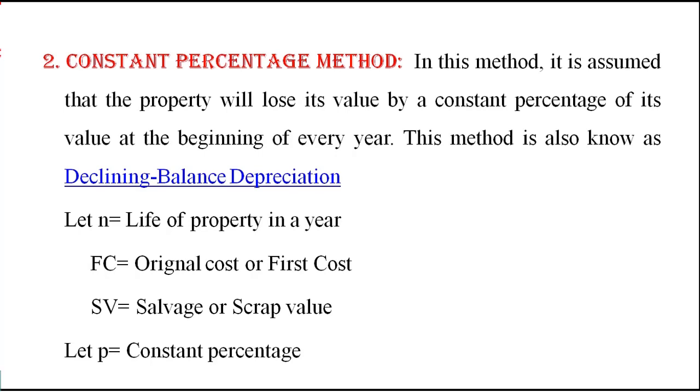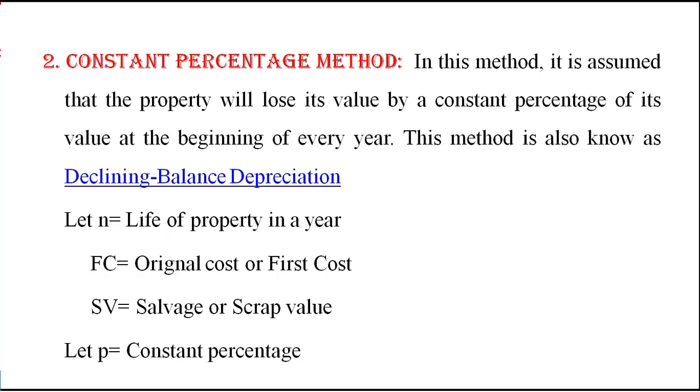Now, the second one is the constant percentage method. In this method, it is assumed that the property will lose its value by a constant percentage of its value at the beginning of every year that we are going to consider. This is also known as the declining balance method or written down value method, or sometimes we call it the equal percentage method. In this method, the depreciation percentage remains constant throughout the life of the building, but the capital sum or the base goes on reducing every year by an amount equal to the depreciation per year, right?